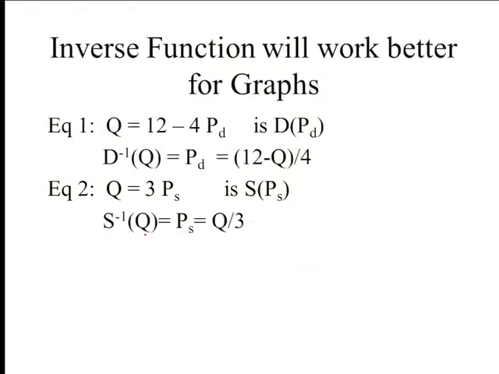Can we do it in a graph? Well, here's the trick of the matter. If you start by getting the inverse functions, you can get a much easier way to see it in a graph. So step 1 is instead of writing Q is 12 minus 4 PD, I want to flip it around and write PD is 12 minus Q over 4. Right? I have the function with the P on the left. I do the same for the supply curve. P is Q over 3. So I've got the same exact functions, but I just put P's on the left-hand side.